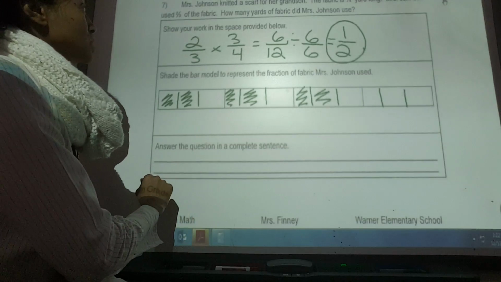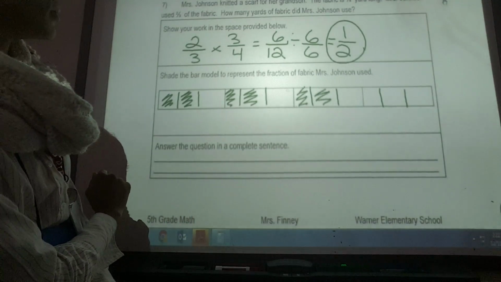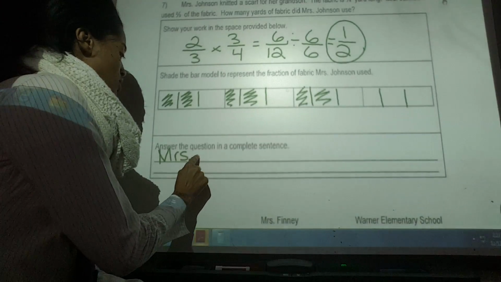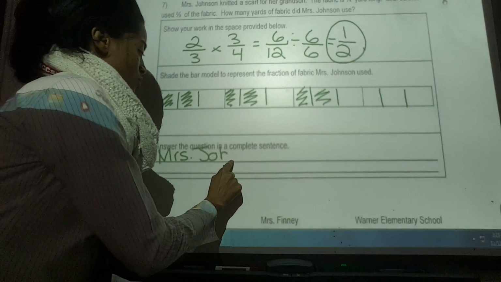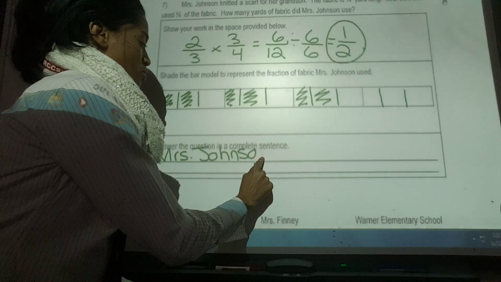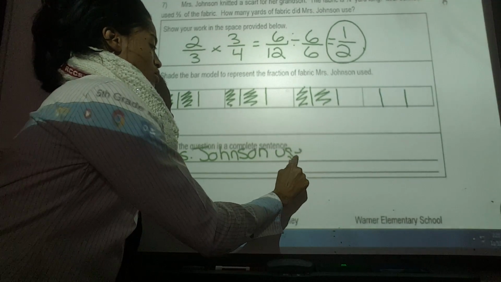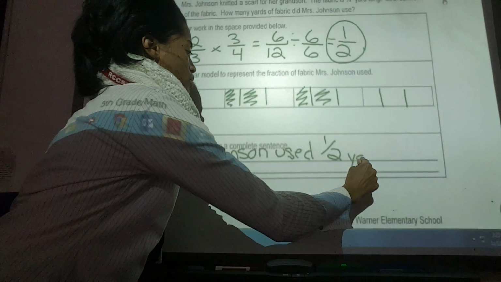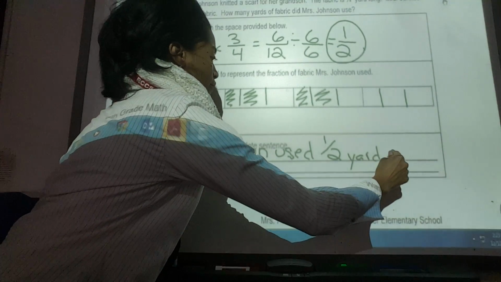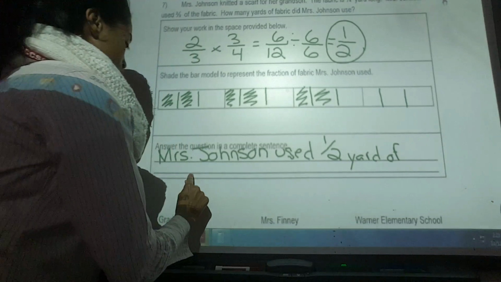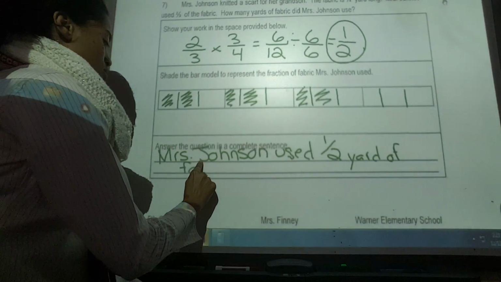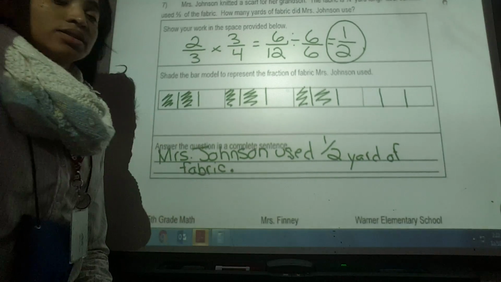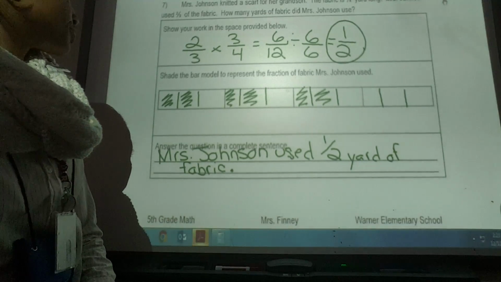So the answer in a complete sentence to the question, how many yards of fabric did Miss Johnson use? Miss Johnson used half yard of fabric. Okay? And that's the answer to this question.